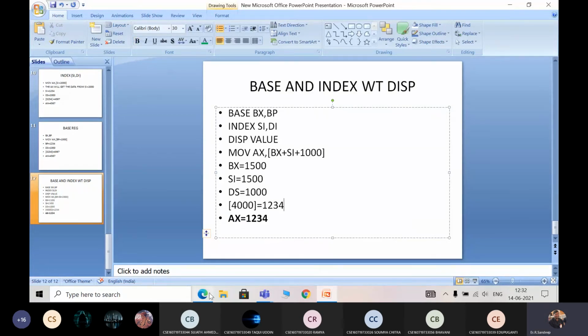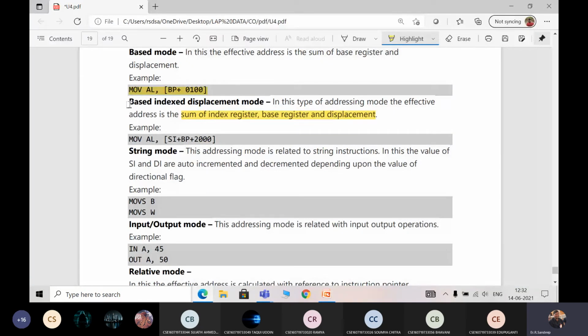So this type of addressing mode will be called based indexed with displacement. We are performing the sum of index register, base register and displacement.